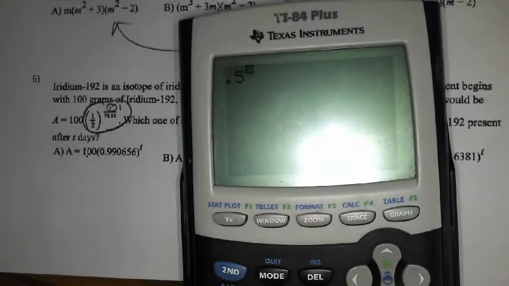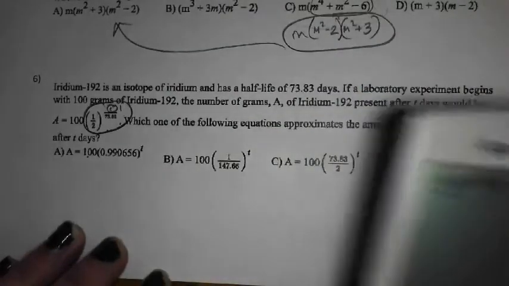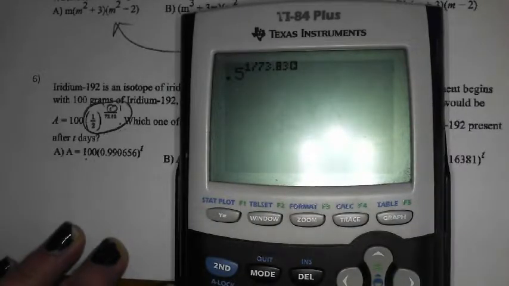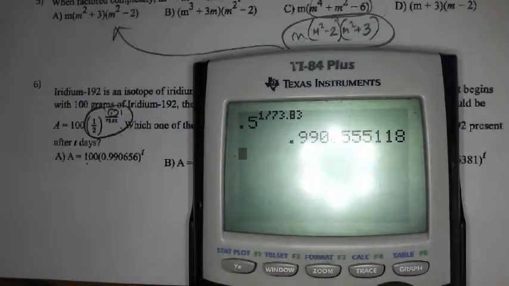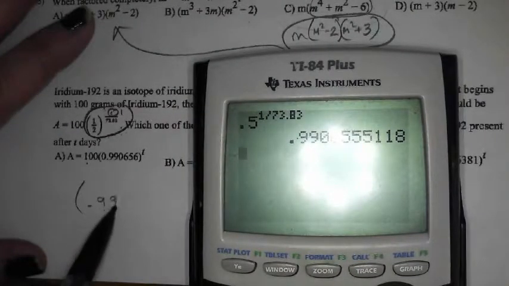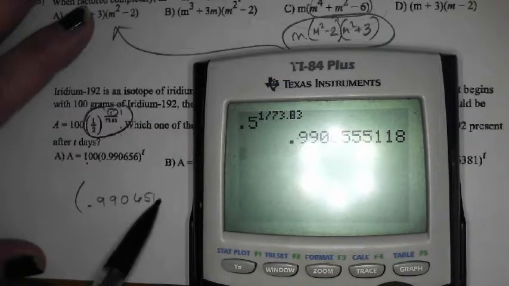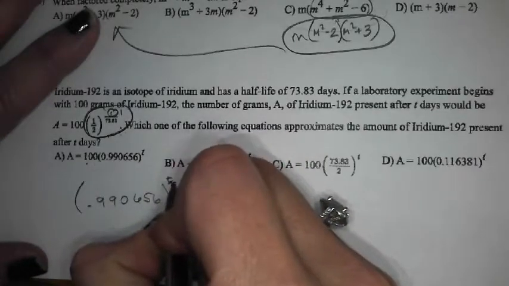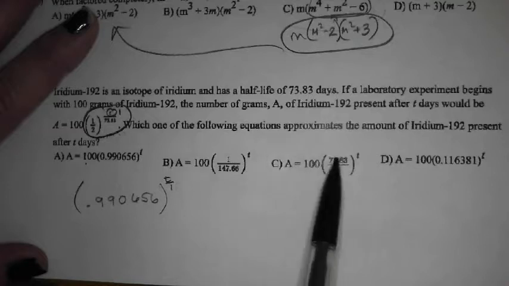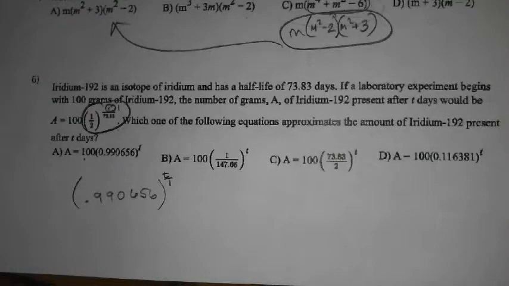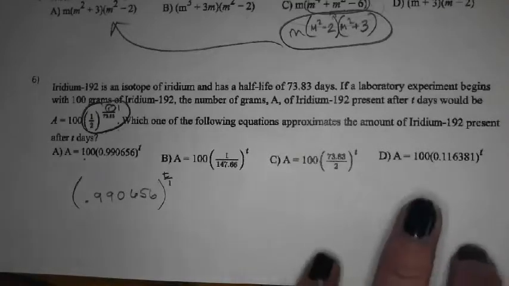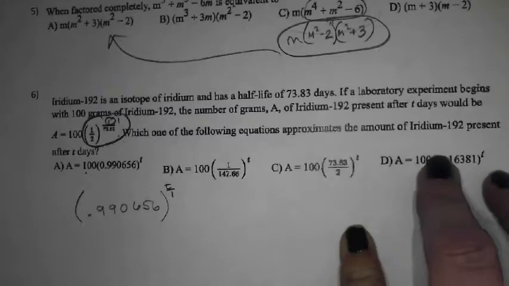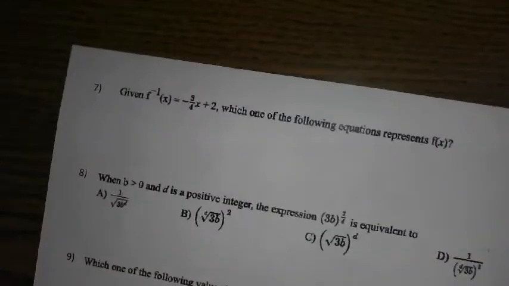So if you type in 0.5 to the 1 over 73.83 days, that's your new base, 0.990656, and you just changed it to a 1-day rate by doing that. So now it's T over 1, which is why you don't see a denominator of 1 in any of those, because you don't need to write it. So which one is it? A. Okay? But do a better job problem solving and trying to guess and check a little bit more. Be a little more savvy.